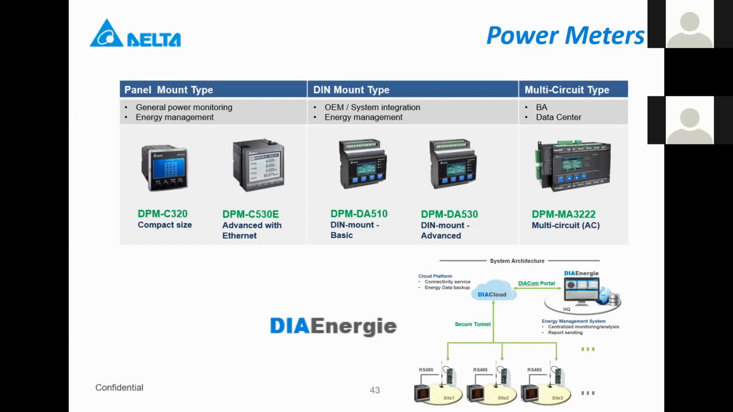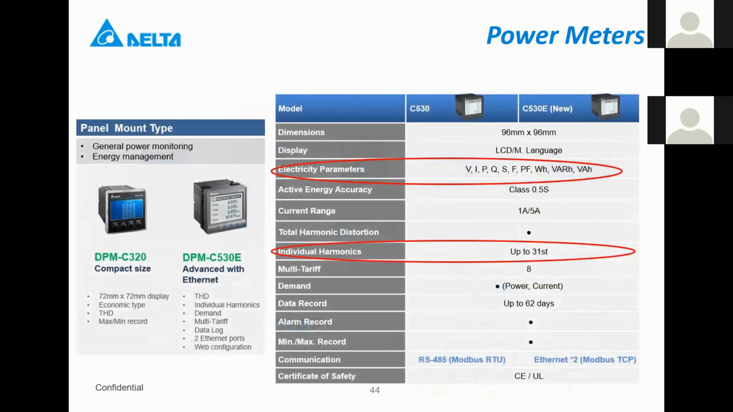We have 3 different types. We have a panel mount version, DIN rail mounted, and also multi-circuit type. In combination with DI energy program, we can also use that to measure, to see what's happening in your complete factory. The panel mount version, if you use the C530E, you can measure directly the individual harmonics up till the 31 harmonic level. But also you can measure directly the power factor and also the different powers.